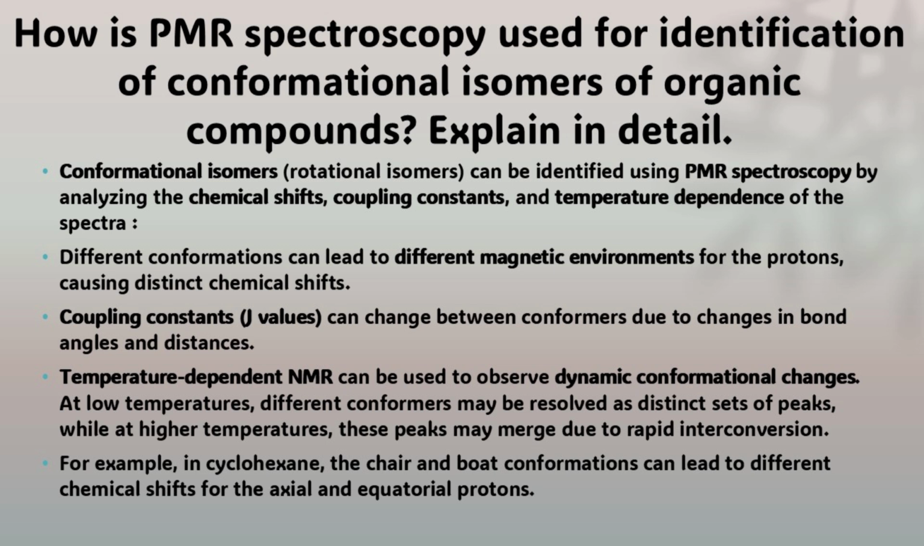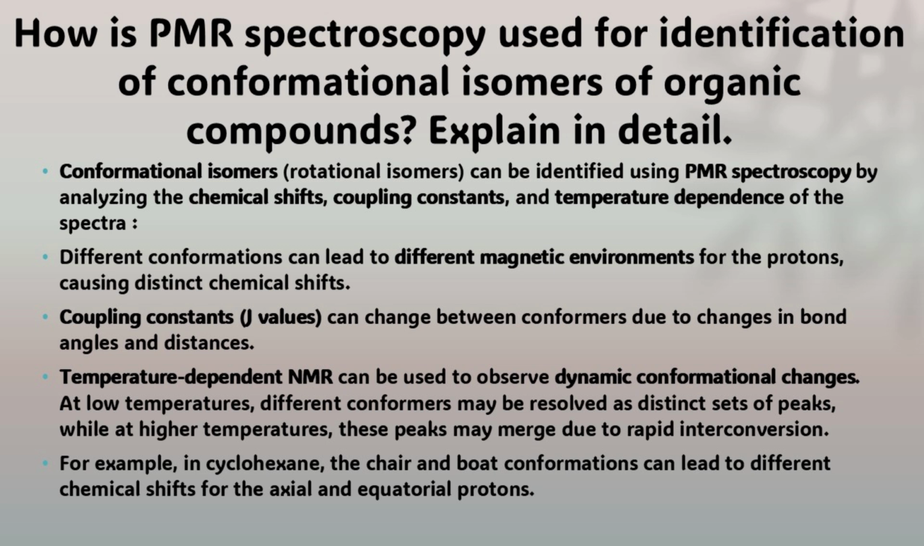The next question is question number 66. How can we use PMR spectroscopy for identification of conformational isomers of organic compounds? Explain in detail. The answer to this question is, conformational isomers, or rotational isomers, can be identified using PMR spectroscopy by analyzing the chemical shifts, coupling constants, and temperature dependence of the spectra.